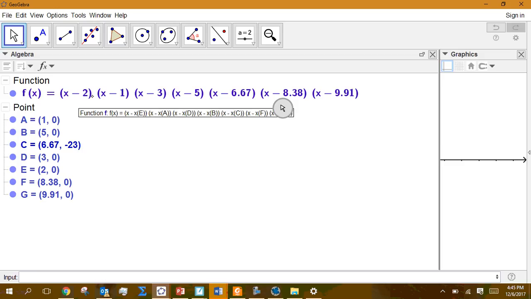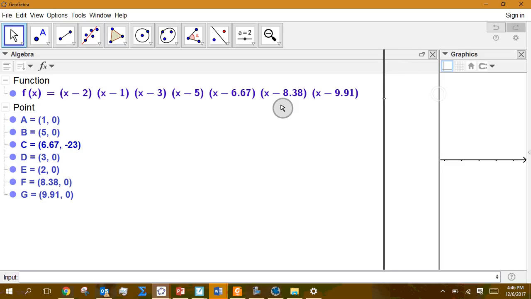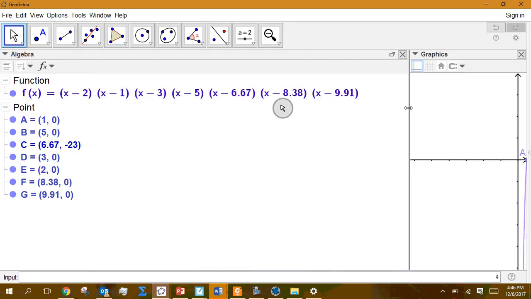I wish I could expand this for you and show you the multiplication, but the way I wrote this doesn't allow that to happen. But it's a 7th degree polynomial there. And the idea is that those zeros all have a multiplicity of 1. Okay, all those zeros are different.